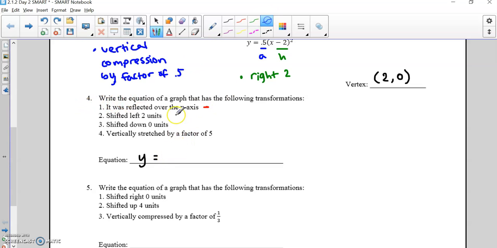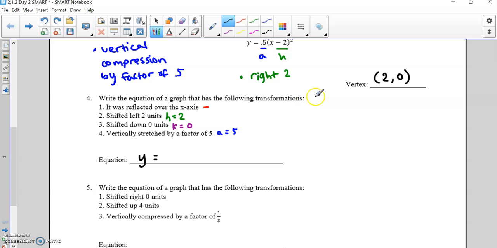If we are shifting to the left 2, that tells us that we have an h of +2. Remember, it's always opposite numbers there. Alright. If I am shifting down 0, that tells me that my k is 0 because I'm shifting down just 0. And lastly, my vertical stretch factor of 5, that tells us that my a value is 5.